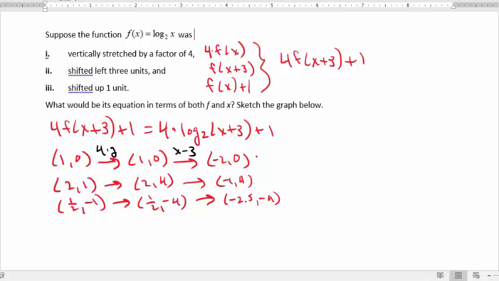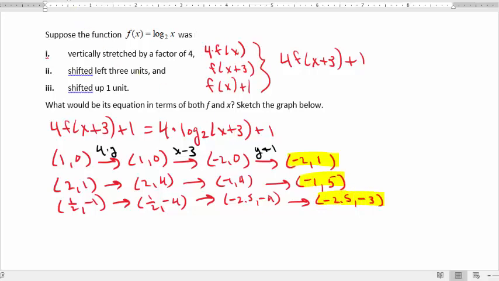And then the third transformation, which is shifting up 1, that's easy, right? That just makes y plus 1. So now our final points, right, are going to be negative 2 comma 0 plus 1 becomes 1. Negative 1 and then 4 plus 1 becomes 5. And then negative 2.5, negative 4 plus 1 is negative 3. So we're going to now use these points as our points to plot, right, on our graph.